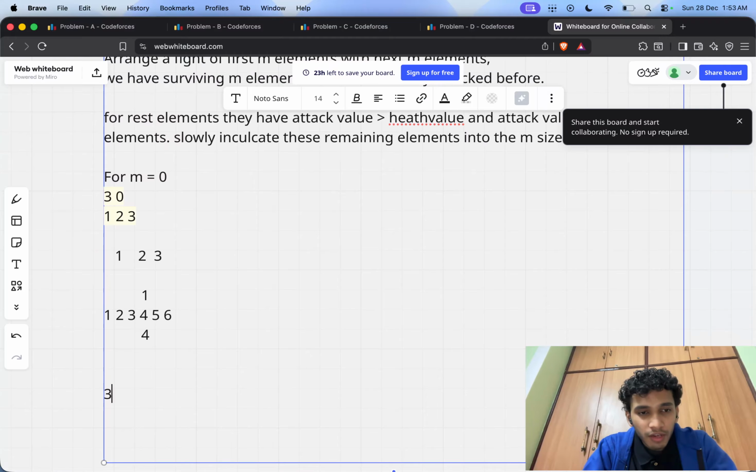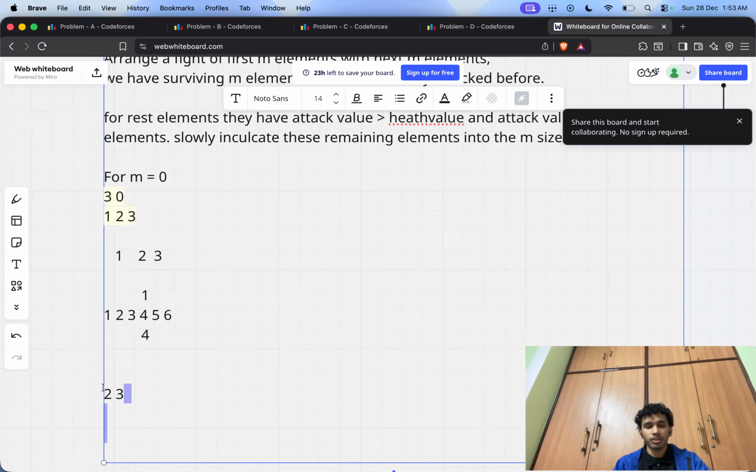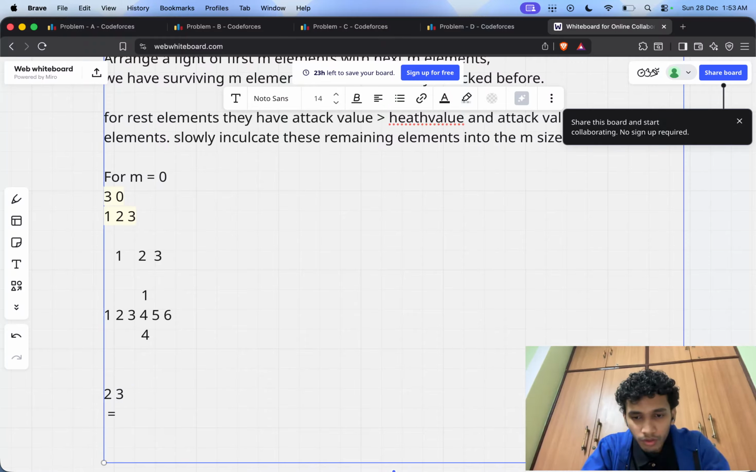But there is also a scenario where we have only 3 and 2, 2 and 3. So this 3 can never be killed using its prefix. So in this case, the answer will be minus 1. Alright.